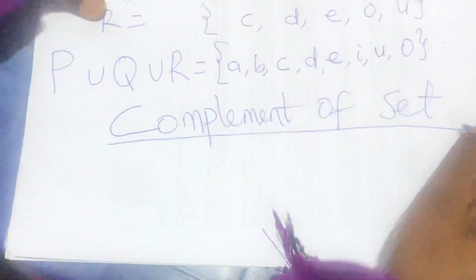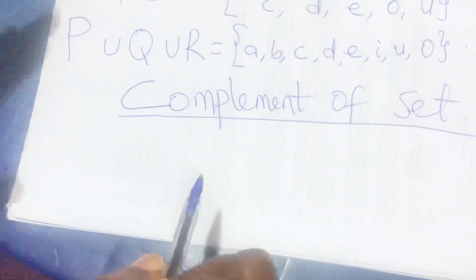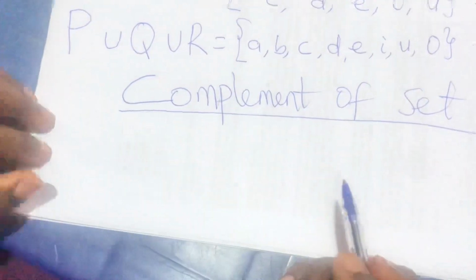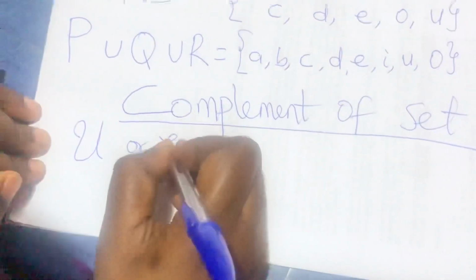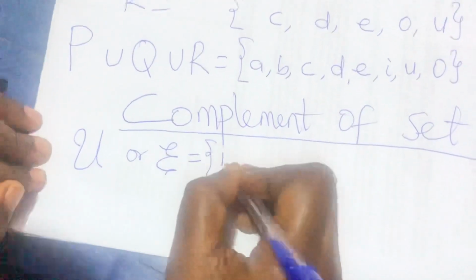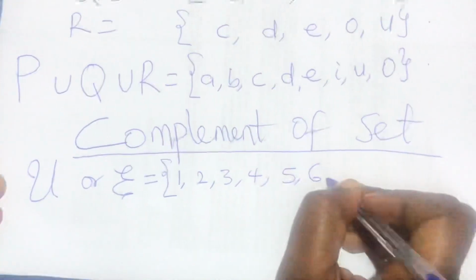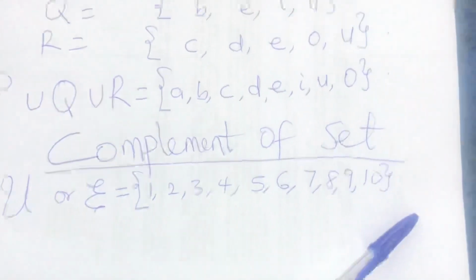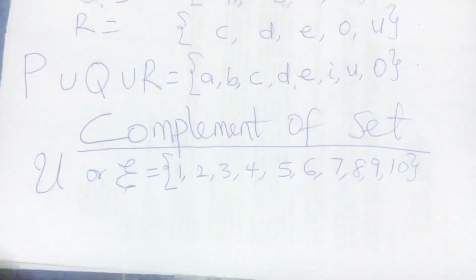We explained the meaning of universal sets in our first video. A universal set is any set that consists of all the elements under consideration, and it's denoted with this symbol or this symbol. So let's say we want to consider 1 to 10: 1, 2, 3, 4, 5, 6, 7, 8, 9, 10. This is the universal set. It consists of all the elements that we want to talk about in the rest of the sets.